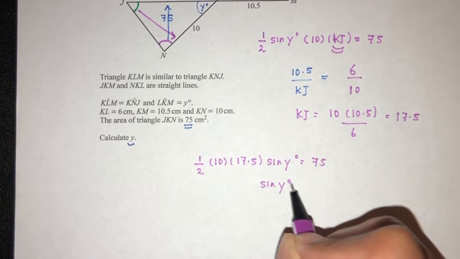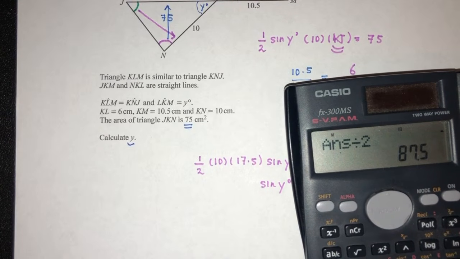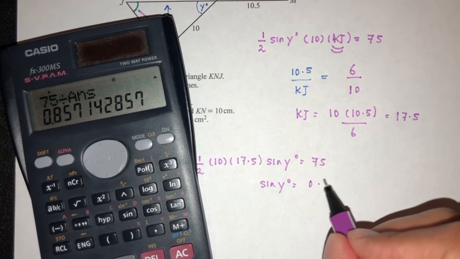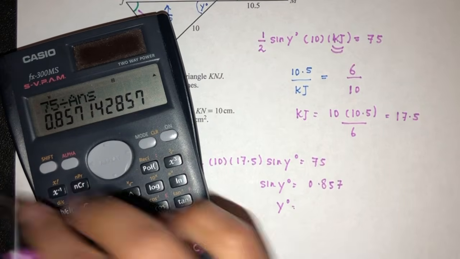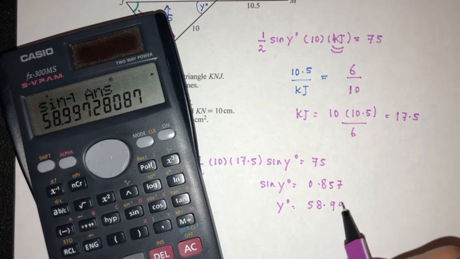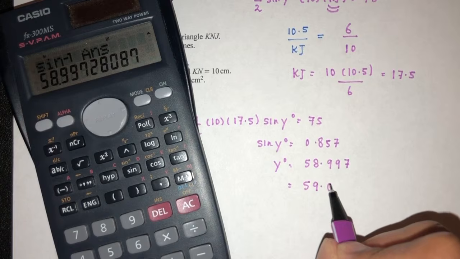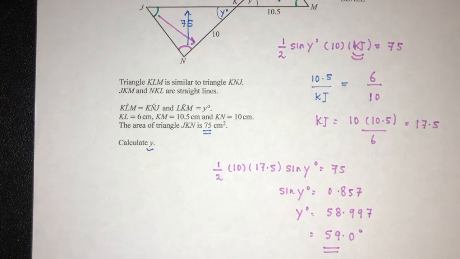Sine of y will be what? 10 times 17.5 divided by 2 will be this. 75 divided by the answer, that should be 0.857. So finally, you take sine inverse of this answer, that should be 58.997, or you can just write the angle will be 59.0 degrees. That will be your value of y, and that is your question number 8.